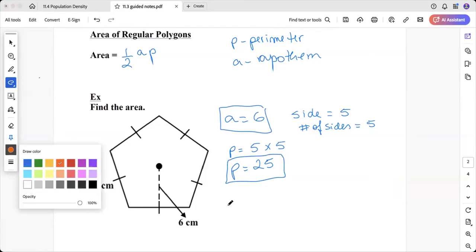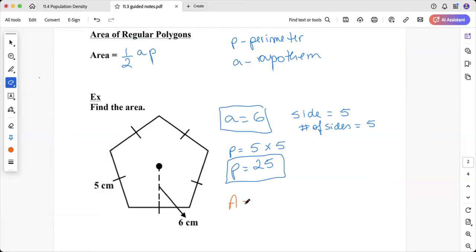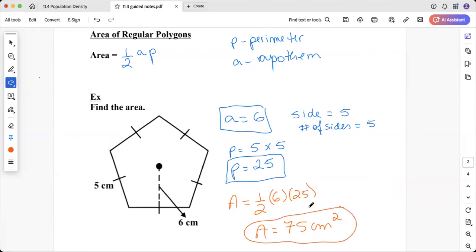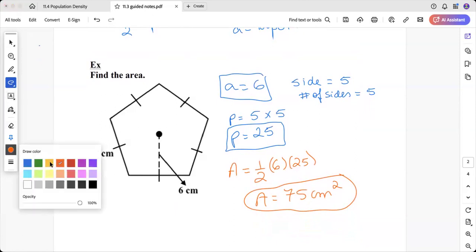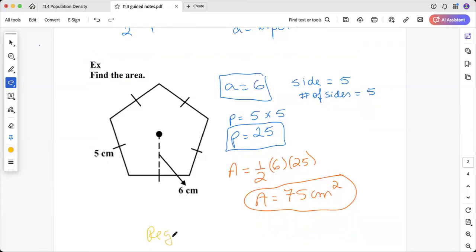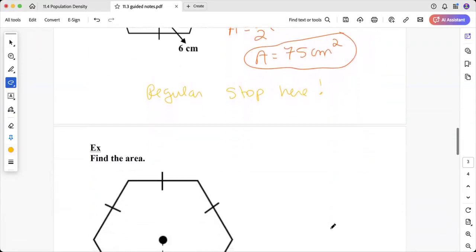So now I have the perimeter and the apothem, so all I have to do now is plug it into the formula. The area equals half the apothem, which is 6, times 25. If you put that straight in your calculator, you're going to get that the area is 75 square centimeters. If you are in regular geometry, you can stop right here. Regular, stop here. And if you're honors, keep going.